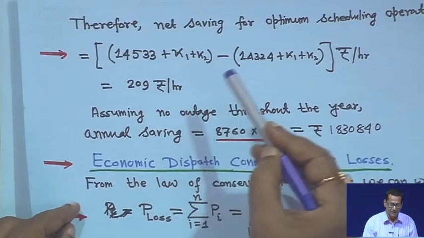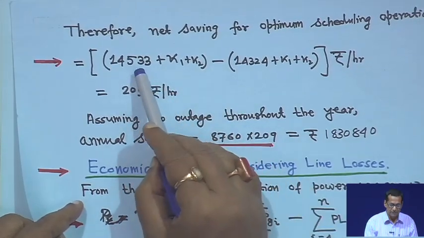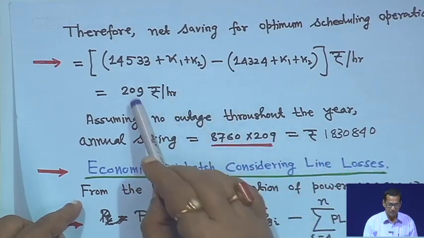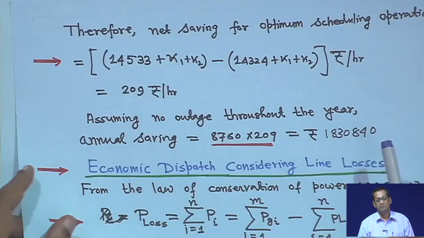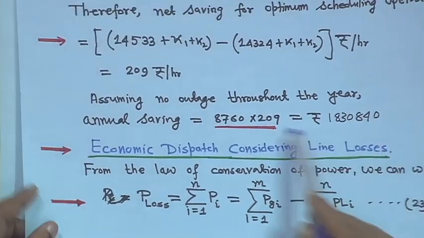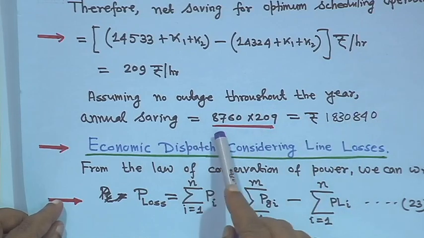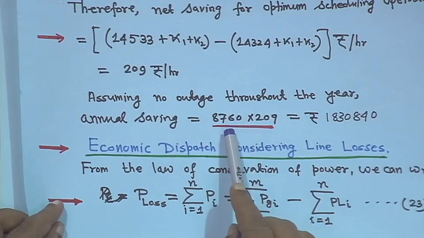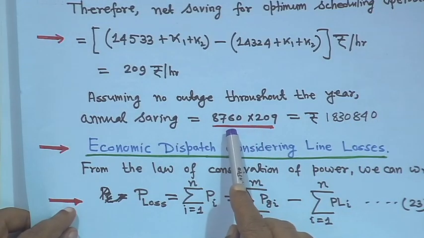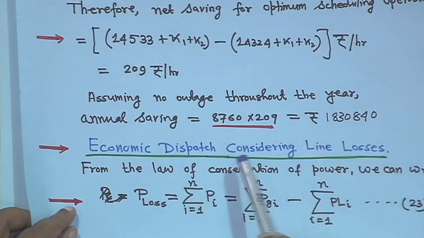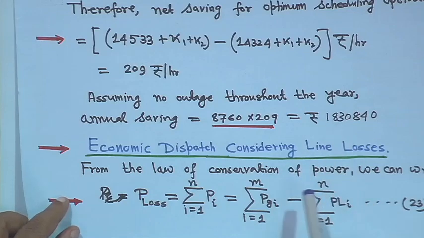This is a simple example. Equal sharing means this much plus constants K1 and K2, and optimal means this much, so naturally one should go for optimal operation. Assuming no change and no outage throughout the year, the annual saving will be 8760, because the total number of hours in a year is 8760, into 209. So, it will be rupees 1830840.